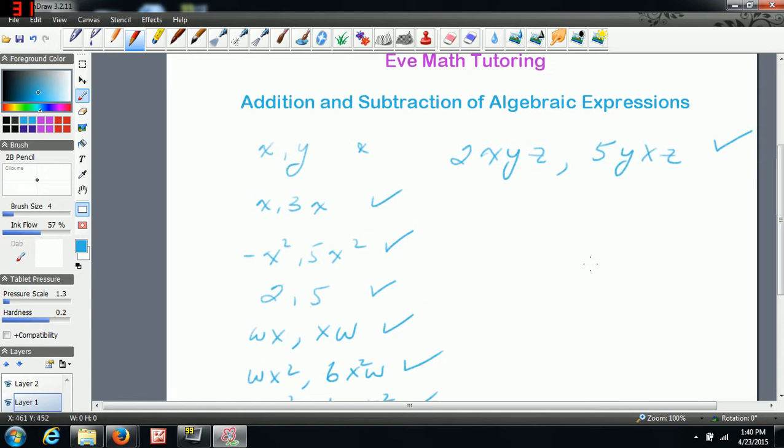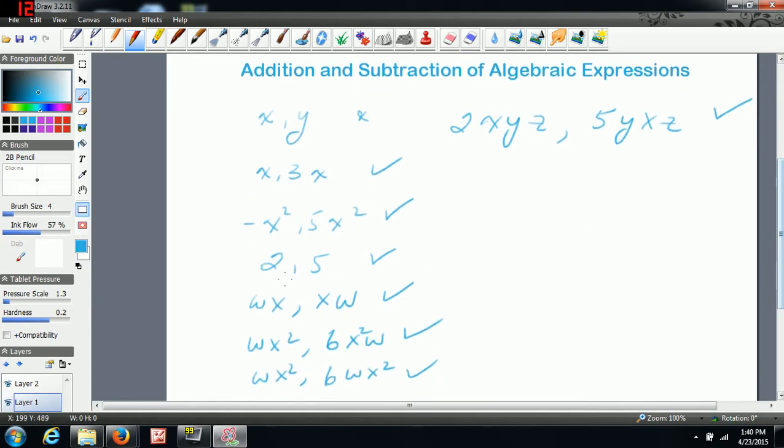Now, if you have more than one variable and they're attached to each other, they can be written in any order. And again, you're going to look for the same variables in both, and for the same exponents. Because this has a w and an x, and this also has an x and a w, they're considered like terms. And in this case, you've got a w and an x squared, and over here you've got an x squared and a w. The order in which they're written does not matter. With multiplication, the order doesn't matter, okay?